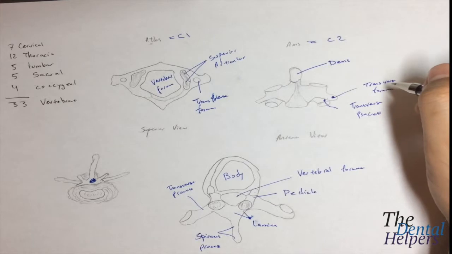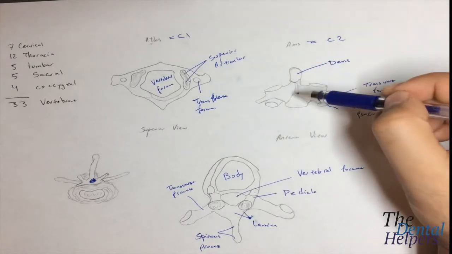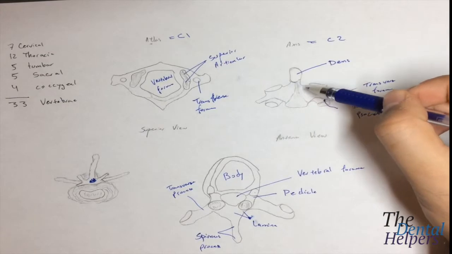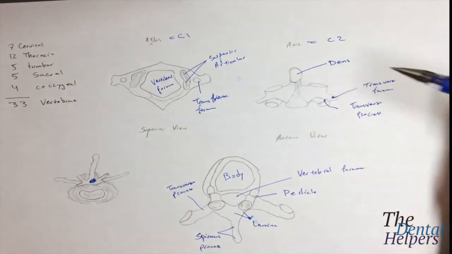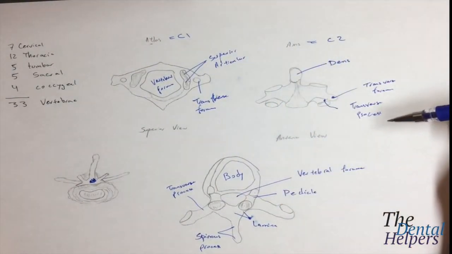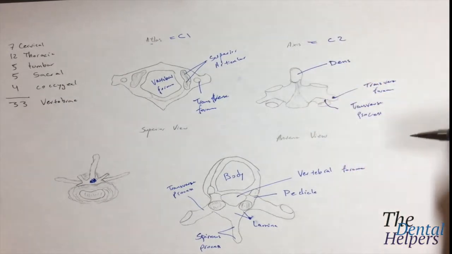And then we have the vertebral foramen, and in this drawing it's not that apparent, but if we were to rotate this axis 180 degrees, right behind the dens there is a vertebral foramen that's going to allow the passage of the spinal cord. Sorry, not transverse foramen, vertebral foramen.